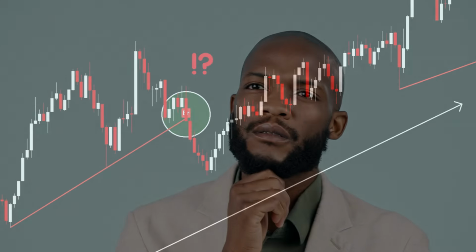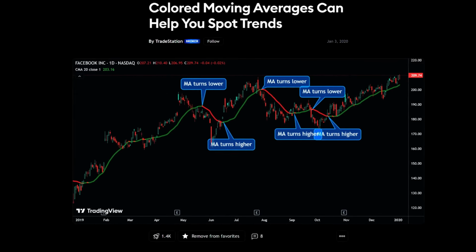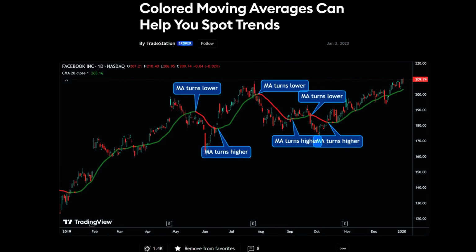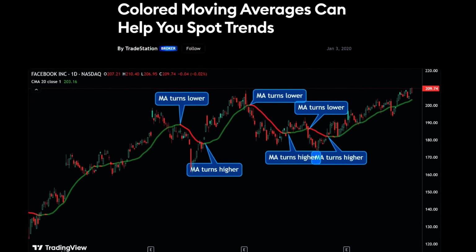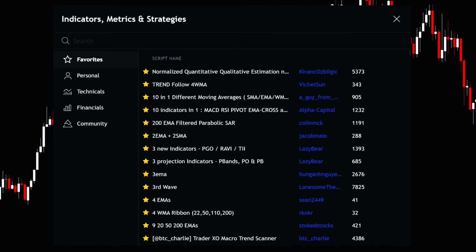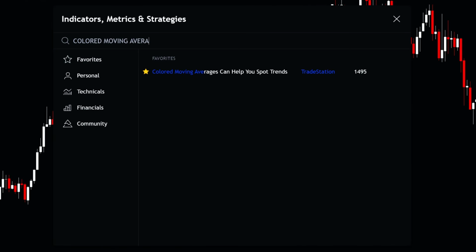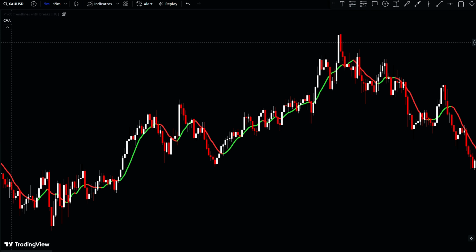So, to help with that, I found another fantastic free tool on TradingView called Color Moving Averages. Moving averages are super popular in technical analysis, and this indicator makes it easy to spot trends by coloring the MA based on its direction. To add it to your chart, go to the indicator section, search for Color Moving Averages, and click on it in the results. Once it's added to your chart, you'll have an extra layer of analysis.